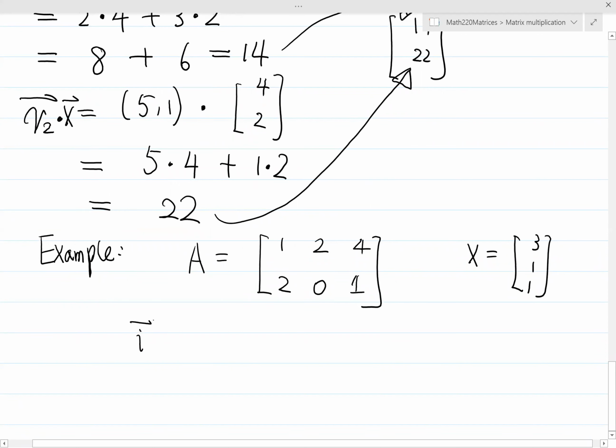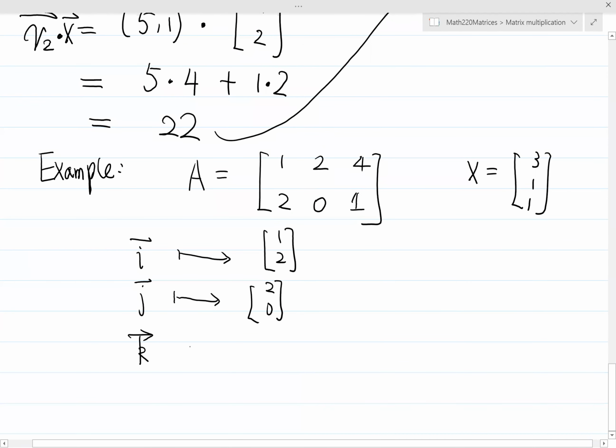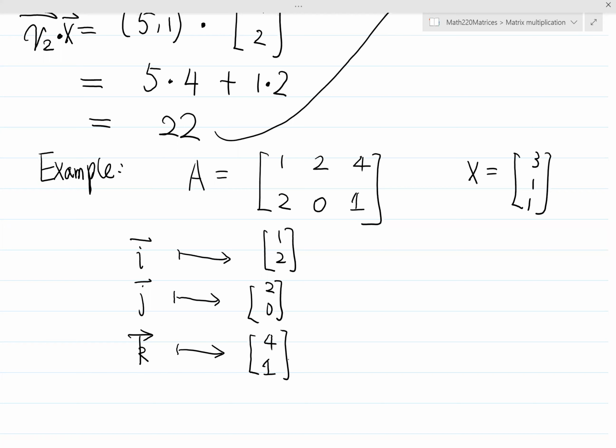So the action of A is the following. It maps the first component i to the first column. j maps to the second column, 2, 0. k maps to the third column, 4, 1. You see the output is a two-dimensional vector. It's a vector that has two components, so it's a vector in a two-dimensional vector space. Although our input x lies in a three-dimensional vector space, it has three components, the output turns out to be in a two-dimensional vector space.